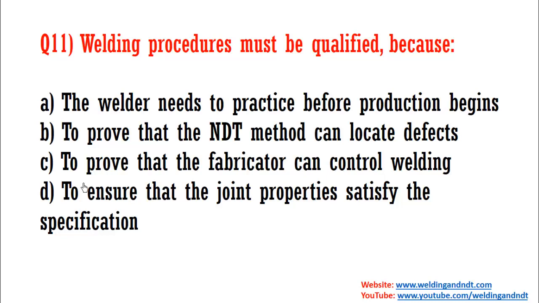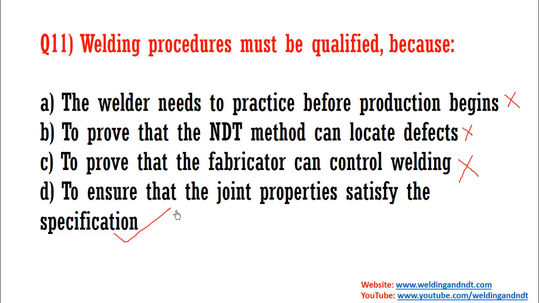Now question number 11. Welding procedures must be qualified. Why do you qualify your welding procedure? Option A is the welder needs to practice before production begins. This is not the right answer. Option B, to prove that the NDT method can locate defects. This is also not the right answer. Option C, to prove that the fabricator can correctly control welding. This is also not the right answer. Option D, to ensure that the joint properties satisfy the specification. Yes, this is the only and main important aim of welding procedure qualification.